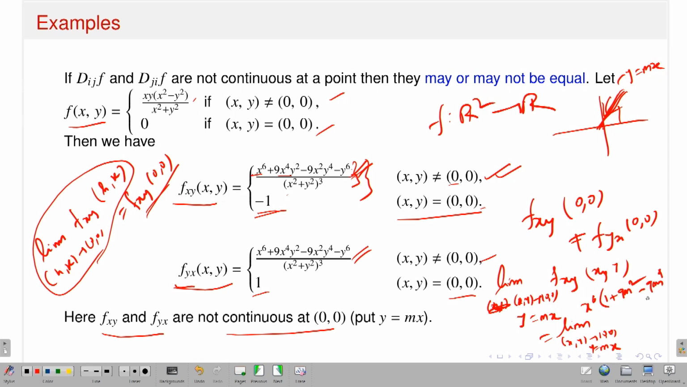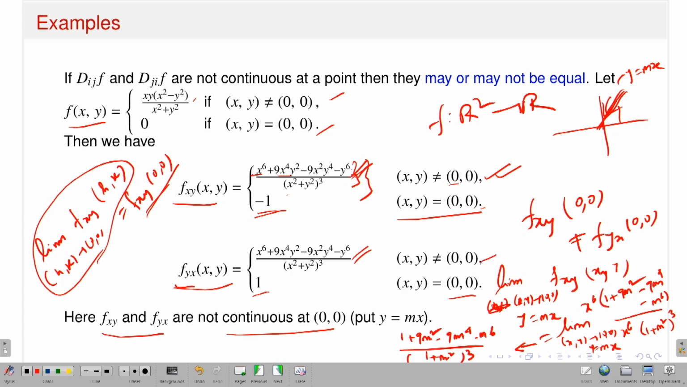minus 9m4, minus y is equal to mx, that means m to the power 6, divided by y is equal to mx. So, x to the power 6 will come out. It should be 1 plus m square divided by 3 to the power 3. So, what will the limit be? The value of the limit, if I write it here, is actually 1 plus 9m square minus 9m4 minus m to the power 6 divided by (1 plus m square) to the power 3.